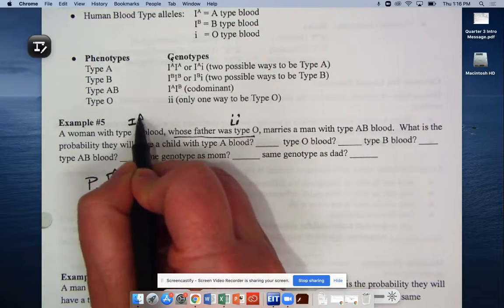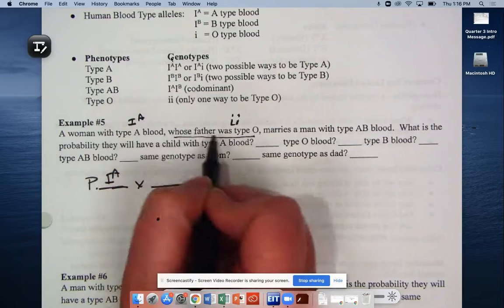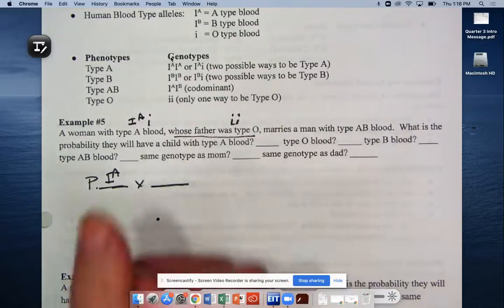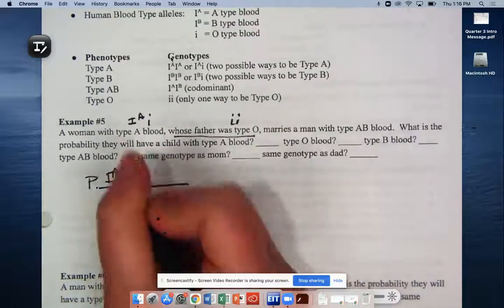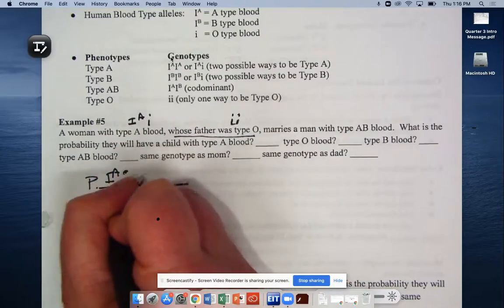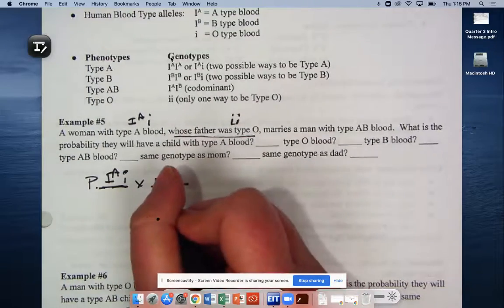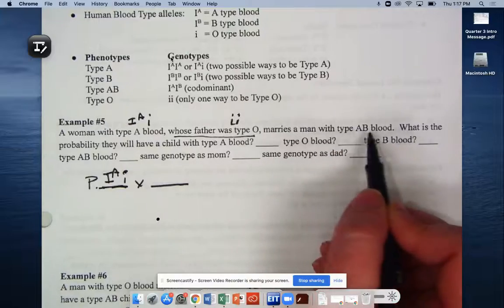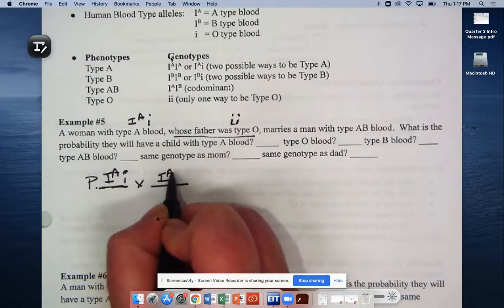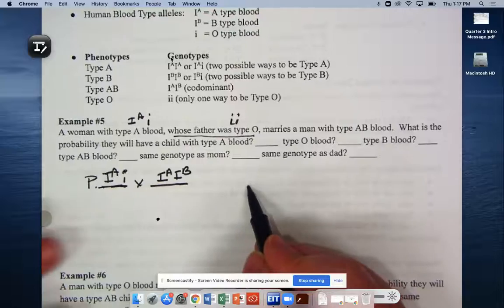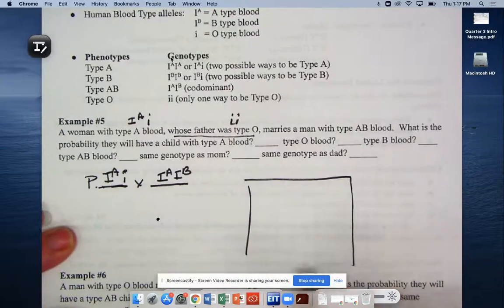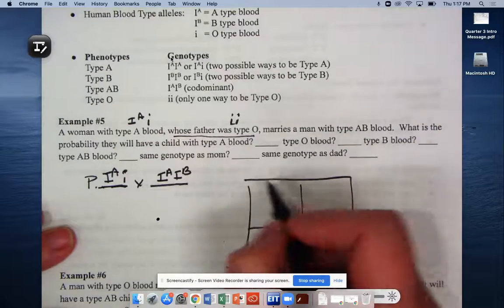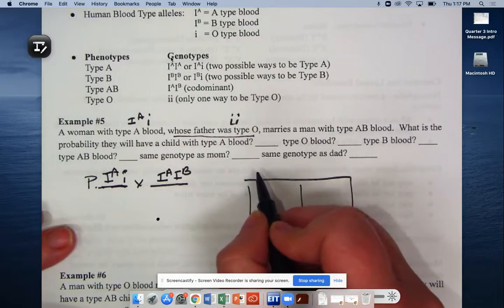She is type A. Well, she must have gotten the A from her mom. What's she getting from her dad? The only choice is a little i from her dad. So it's our way of telling you that the mom is heterozygous for type A. And she marries a man with type AB blood, so IA IB. We're going to make our Punnett squares like we have been doing. Nothing's really changing here. It's just the letters and how to interpret the letters.